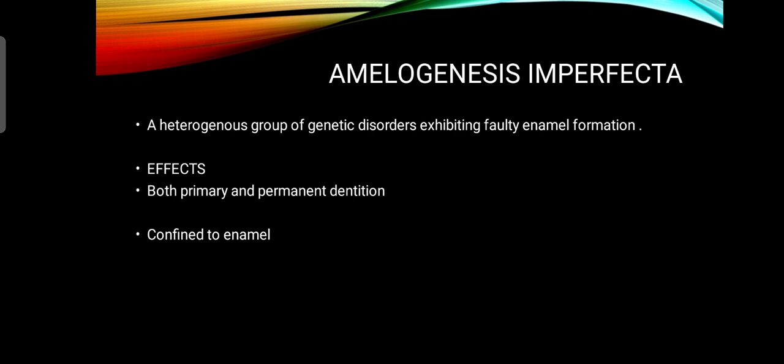Amelogenesis imperfecta is a heterogeneous group of hereditary disorders of enamel formation. It affects both the primary and permanent dentition. These disorders are confined to the enamel. The other components of the teeth are totally normal.